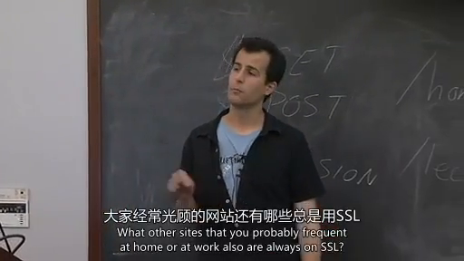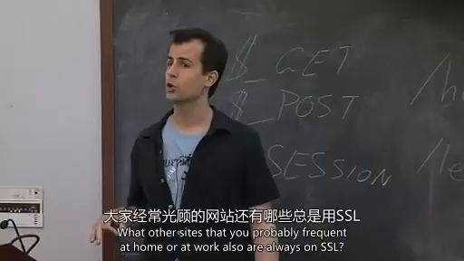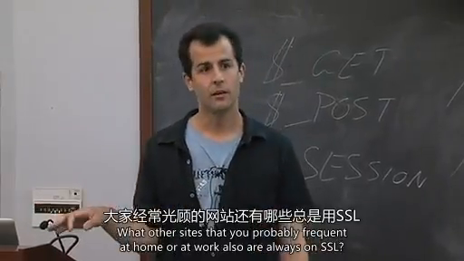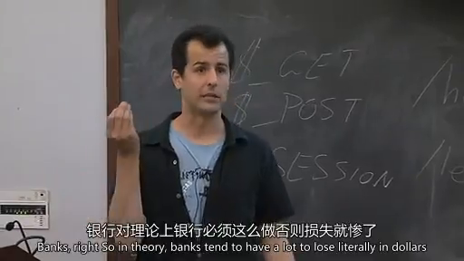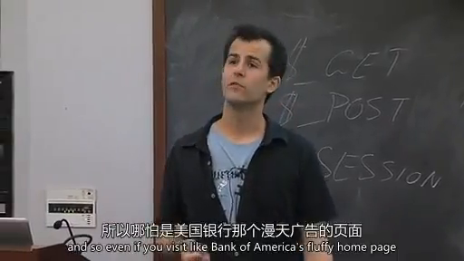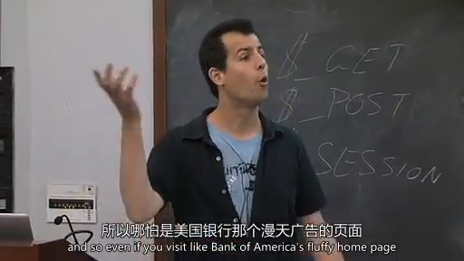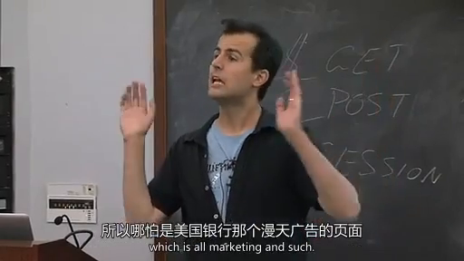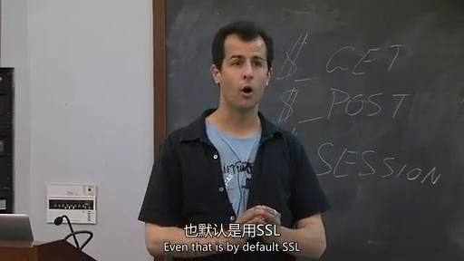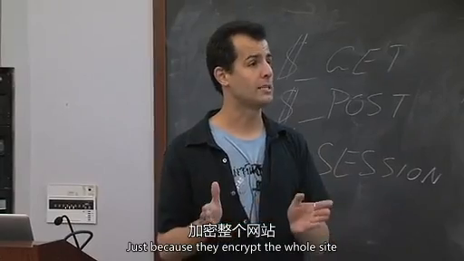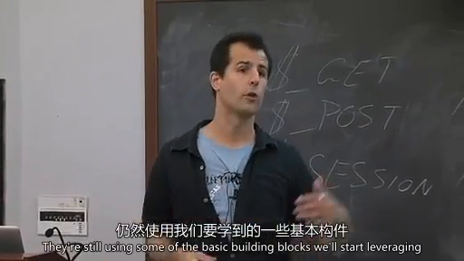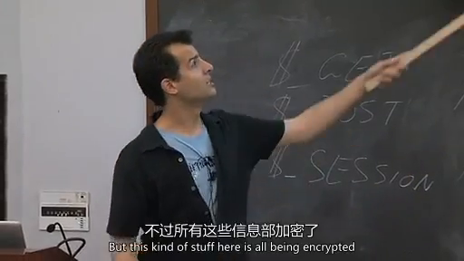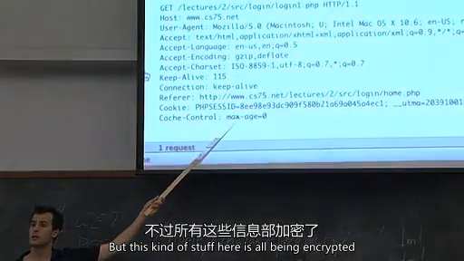What other sites that you probably frequent at home or at work also are always on SSL? Banks, right? So in theory, banks tend to have a lot to lose, literally in dollars. And so even if you visit like Bank of America's fluffy homepage, which is all marketing and such, even that is by default SSL just because they encrypt the whole site. And so they're still using cookies. They're still using some of the basic building blocks we'll start leveraging, whether or not they use PHP. But this kind of stuff here, it's all being encrypted.